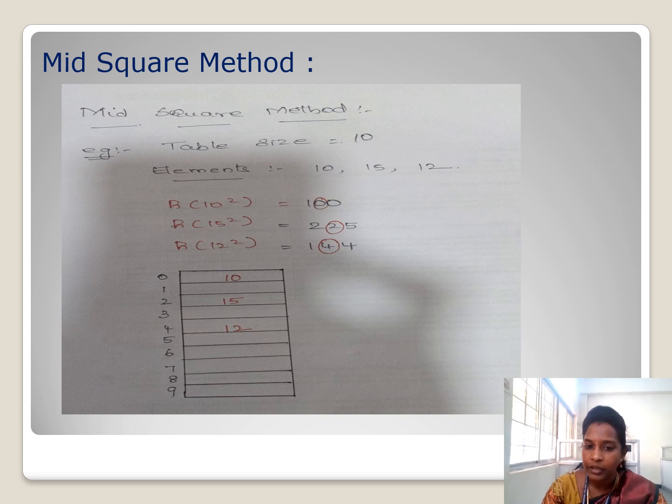So the mid values we are getting are 0, 2 and 4. We are going to insert 10 in the 0th index, and for 15, 2 is the mid value, so we insert 15 in the second index. The third one is 12 squared, so we insert 12 in the 4th index. This is the mid square method.